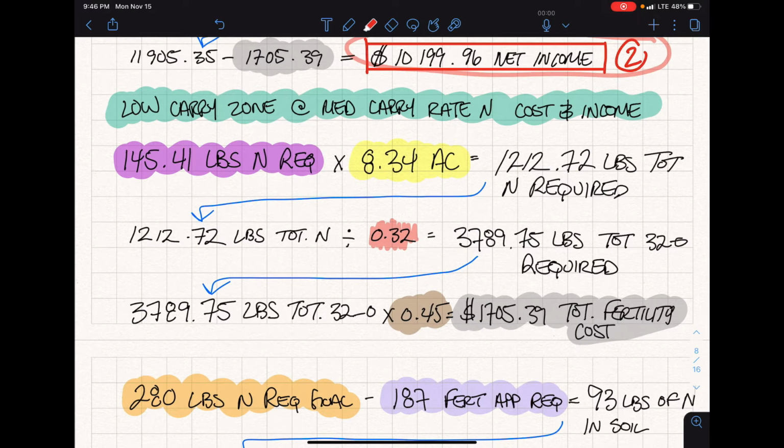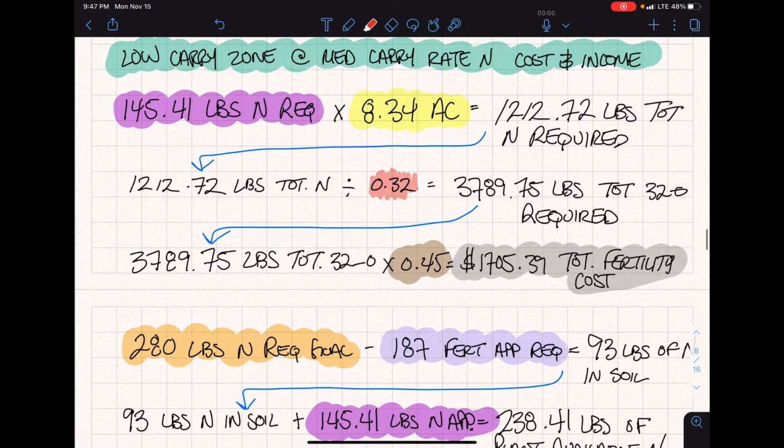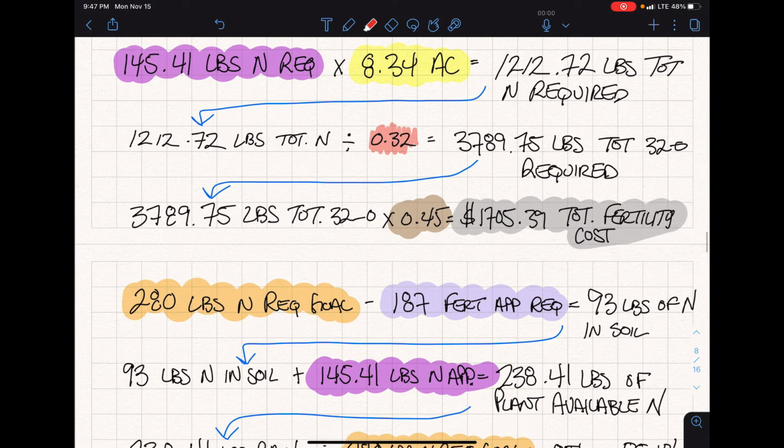So when we divide that out, we find that we need a total of 3,789.75 pounds of 32O, or UAN 32. Now that we know the total amount of UAN 32 we need, we can carry that down and multiply our poundage needed by the cost per pound. So we need 3,789.75 pounds multiplied by 45 cents per pound. We find that our cost is $1,705.39 for our total fertility application.